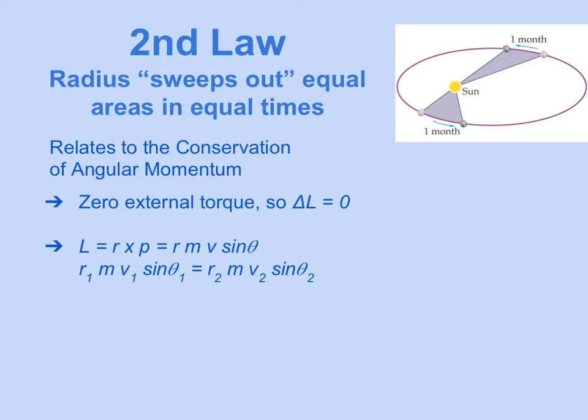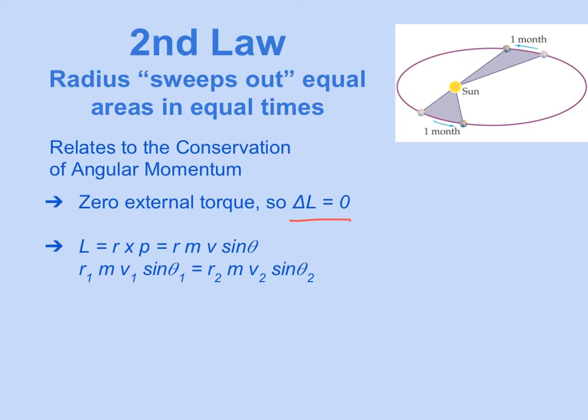Angular momentum is conserved if there is no external torque, which would be the case in this situation. All of the forces that are causing rotation are internal. They're mutual between the sun and the planet. And so there would be no external torque, so angular momentum would be conserved. There's no change in the angular momentum. Recall that angular momentum for a particle is r cross p, or r times mv times the sine of the angle between r and v. Writing that all out, we get this long statement here.